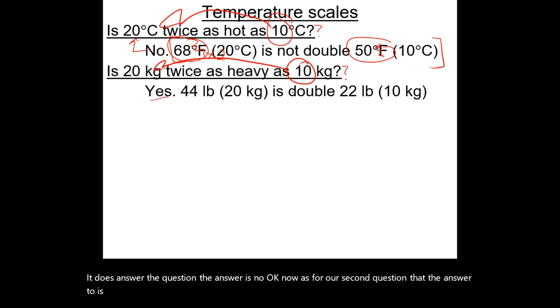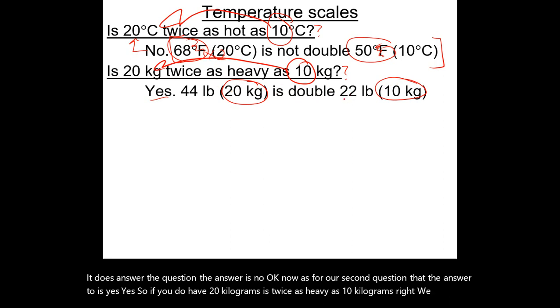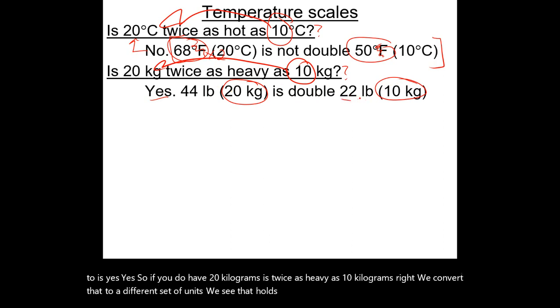Okay, now as for our second question, the answer to that is yes. Yes, 20 kilograms is twice as heavy as 10 kilograms, right? We convert that to a different set of units, we see that that holds true. 22 pounds is equal to 44 pounds.